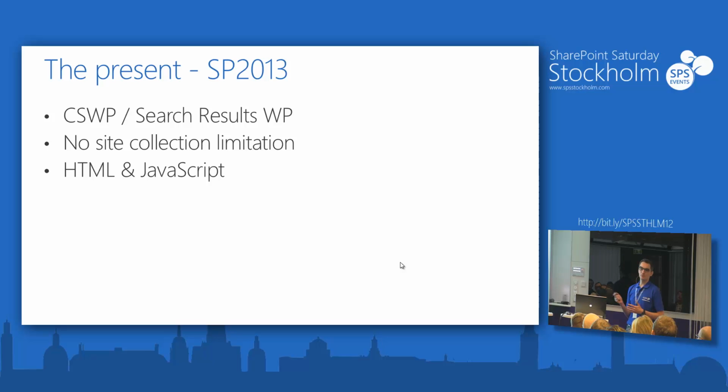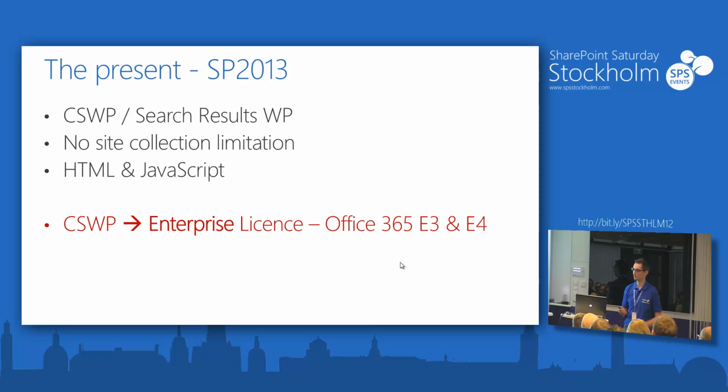The good thing about these two web parts is that they have no site collection limitation, so they can be used for all your site collections and so on. And these web parts also use HTML and JavaScript, so that's a good thing. No more XSL. Most important thing on this slide, the content search web part is only available in an enterprise license, so you need to activate the enterprise features on that site.